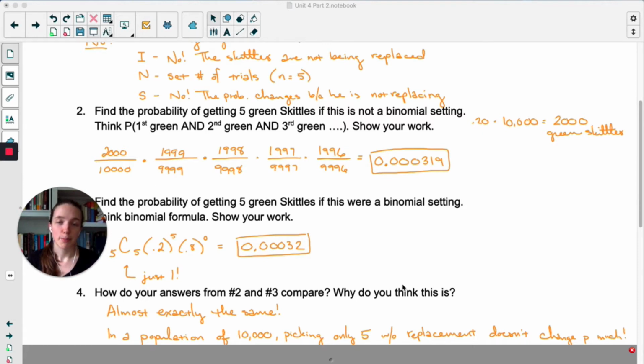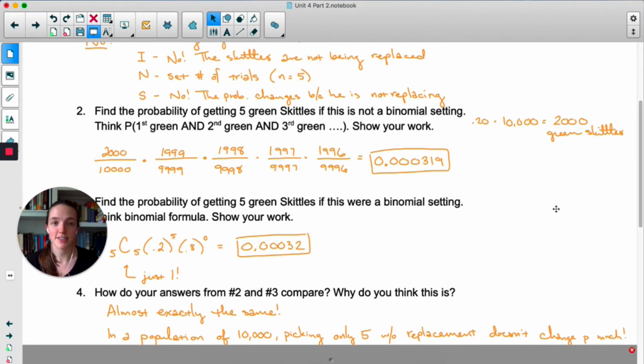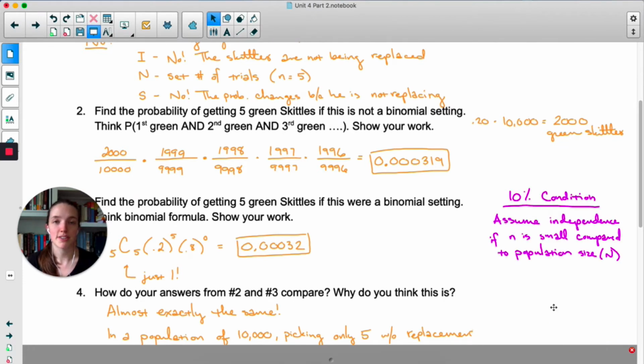So basically, if your population is large enough, it's okay that you don't replace after each trial. We can assume that there is independence. So we call this assumption the 10% condition or the 10% rule. We are allowed to assume independence if lowercase n, so that's our sample, is small compared to the population, which is capital N. How small, you may be asking? Good question. 10 times little n has to be less than or equal to big N. In other words, the population has to be at least 10 times as big.